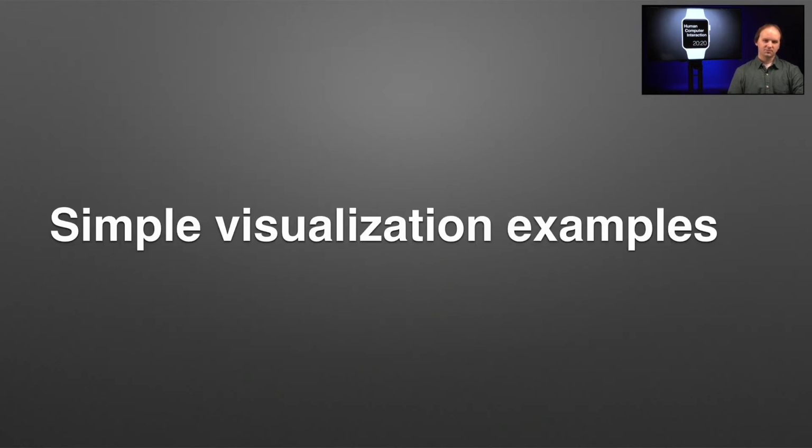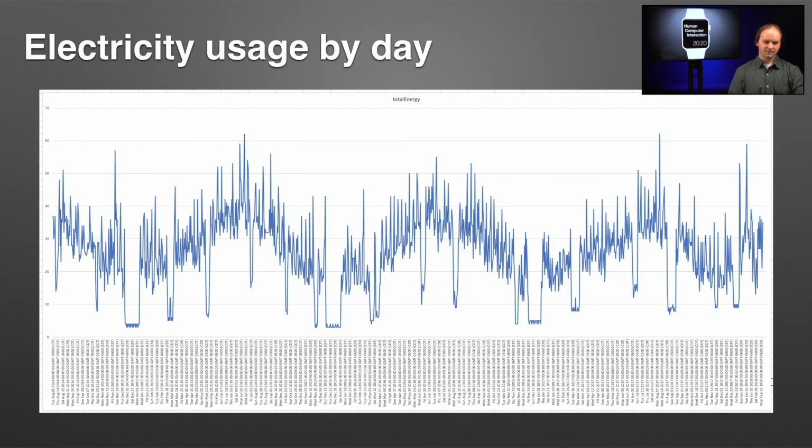So I'll show you some simple visualization examples. This is one that I grabbed from my electricity usage. This is showing usage over time. These are days on the x-axis here, and these are kilowatt hours used based on the day. And they're connected as a line graph.